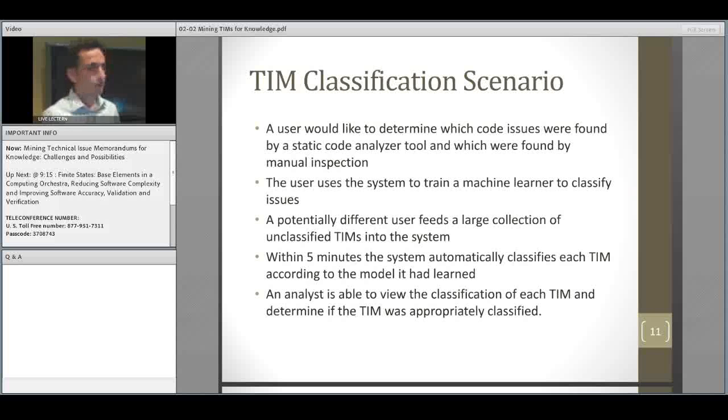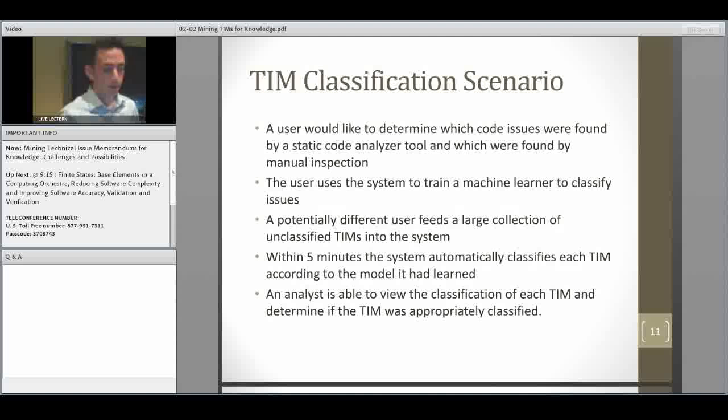Another possible scenario for a solution would be an automatic classification of a TIM. The scenario I have outlined here is a user would like to determine which code issues were found by a static code analyzer tool and which are found by manual inspection. This isn't necessarily a current way our TIMs are classified manually in our database, but it might be a piece of knowledge that would help us understand how well our tools are being used.